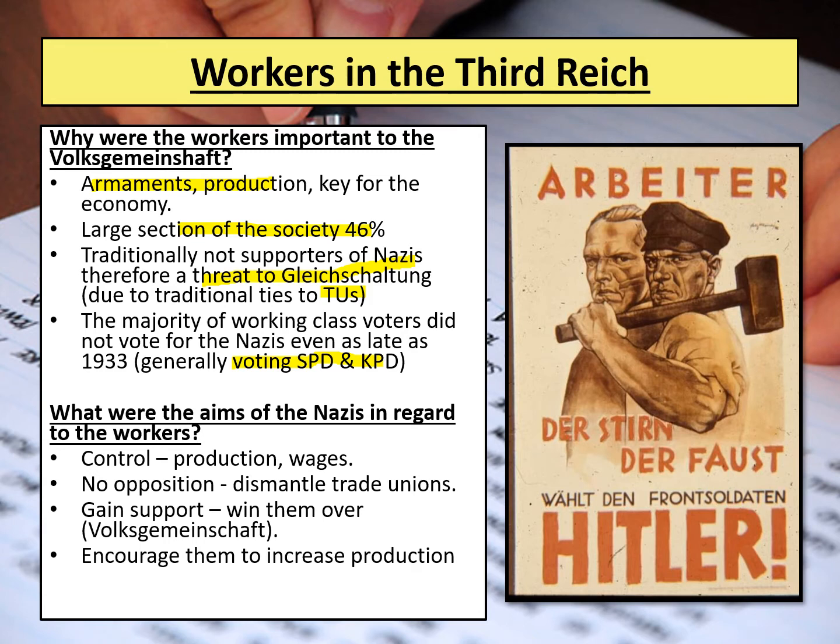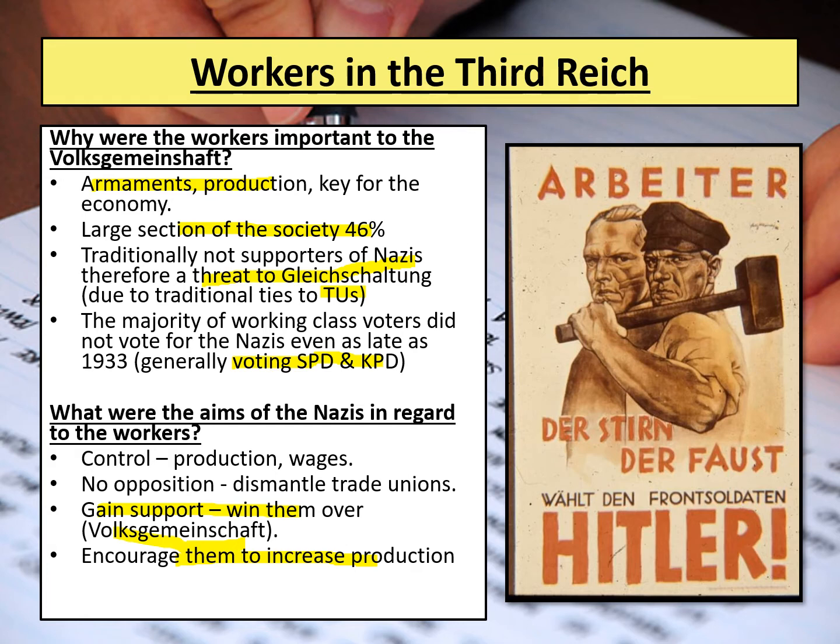So, thinking about their aims, they want to gain their support. They want to win this crucial group over to the Volksgemeinschaft, which can't be successful with 46% of the population not supporting it. They also want to encourage them to increase production to achieve that aim of making Germany self-sufficient and winning the battle for work.